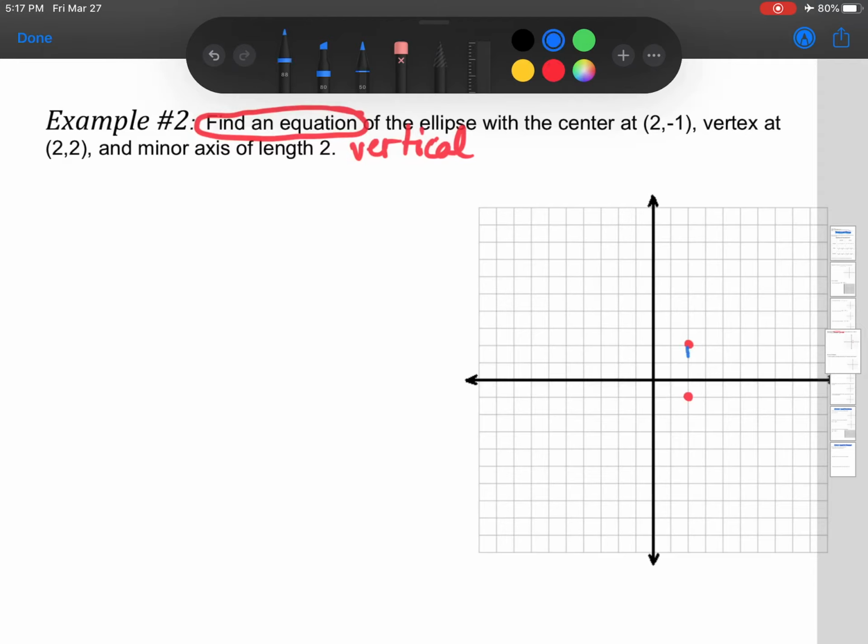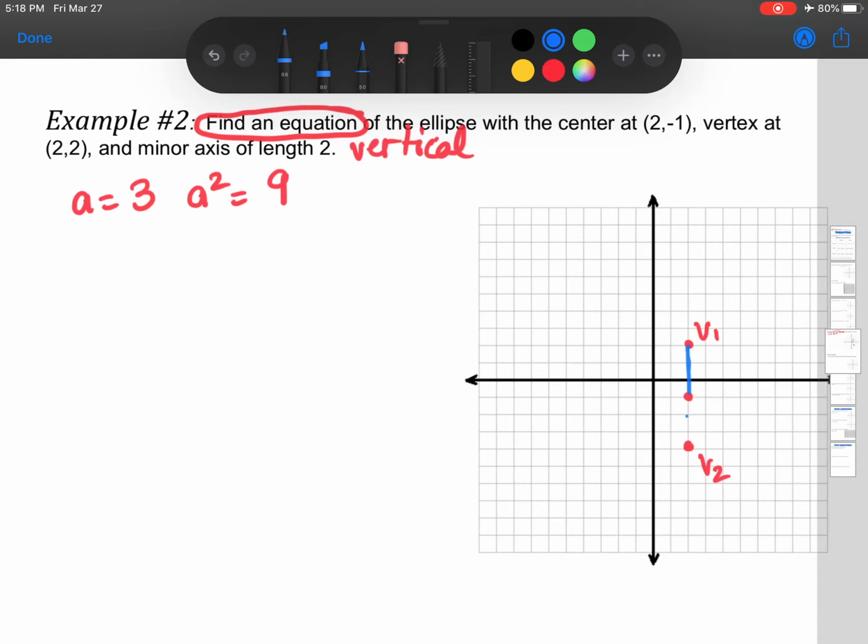So what is this distance? If I was to ask you, what is this distance? This is your a, right? Which is 3. So isn't my other vertex going to be 3 units away from the center? So 1, 2, 3. I'm going to use the same command, 2, -4. So that is where these are my two vertices, vertex 1, vertex 2. So I already know my a is what? 3. Right, so a square would be what? 9. Very good.